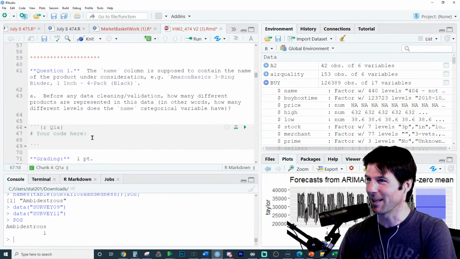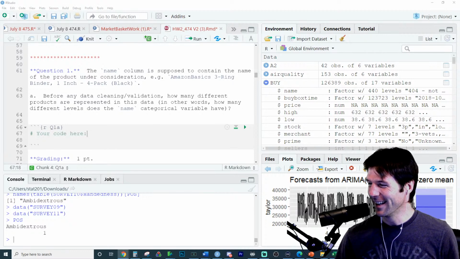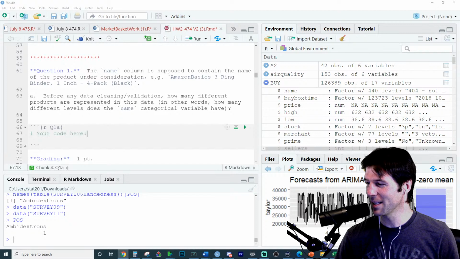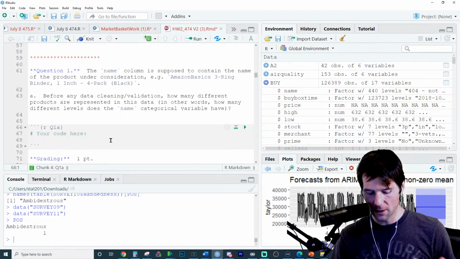In the environment, it says 440. Yep. Since it's a factor. 20 points. Is it really that easy? We'll do Hayden's question next right here. Is it really that easy? Yep. It's that easy. So there's a lot of ways to do this.